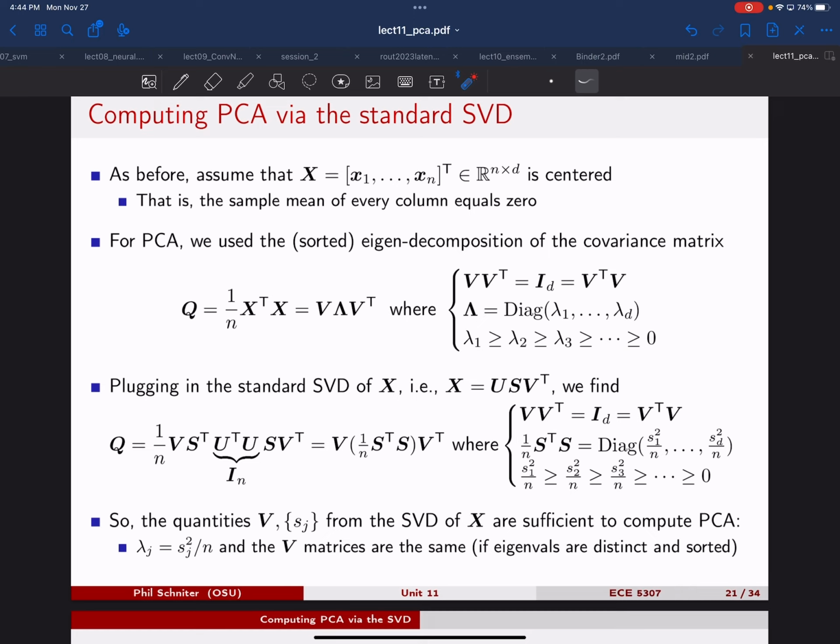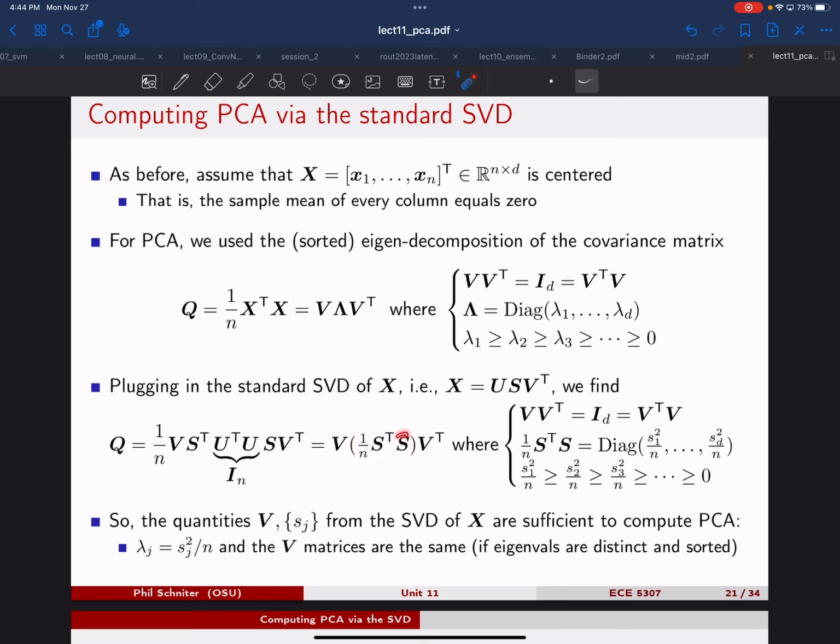So let's see how this looks if we apply the SVD. What we're going to do is plug in the SVD for X. For X here, that gives us U S V transpose. For X transpose, that gives us V S transpose U transpose. And we immediately see that we have this U transpose U, which we know, because U is orthogonal, becomes identity, so we can basically take that out of the picture.